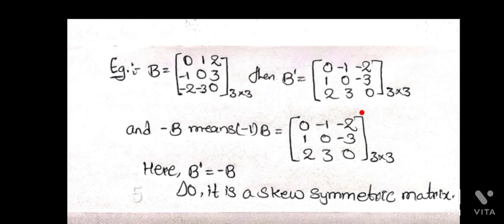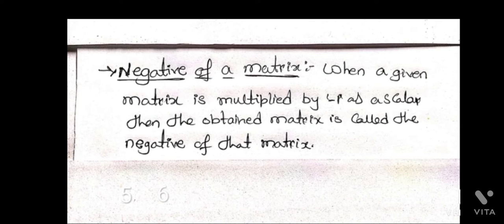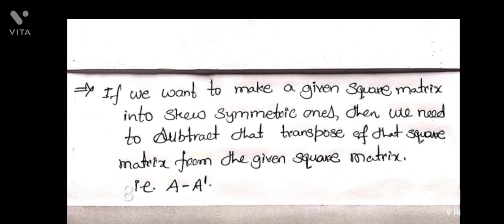And the negative of a matrix, we must be thinking what is the negative of a matrix. The negative of a matrix means when a given matrix is multiplied by -1 as a scalar, the obtained matrix is called the negative of that matrix. Nothing, my friends, very simple. By multiplying each element of that matrix by -1, we get the negative of the matrix.